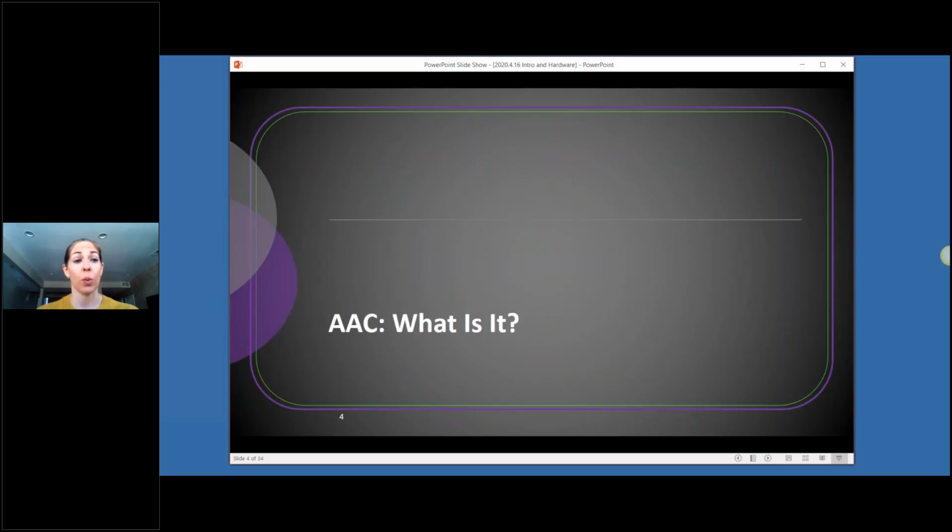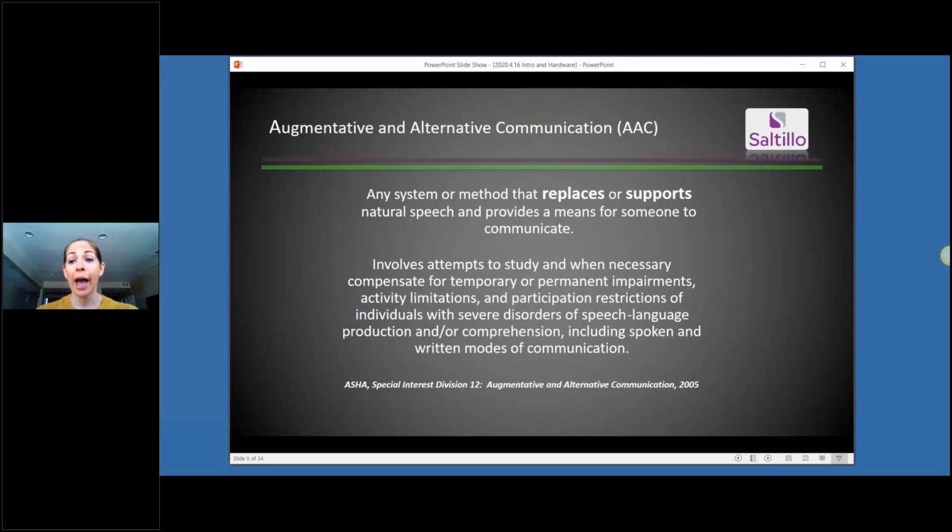But first, we need to take a look at what AAC actually is. ASHA, or the American Speech, Hearing, and Language Association, states that AAC is a system or method that replaces or supports natural speech and language. It promotes a means for someone to communicate.